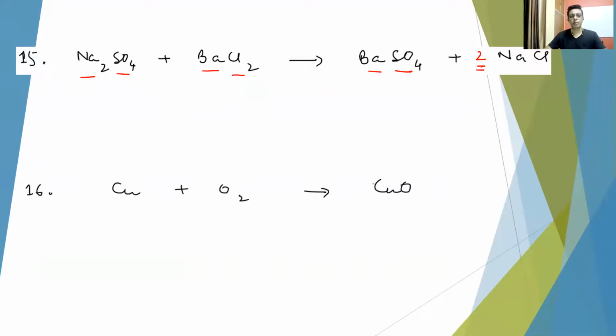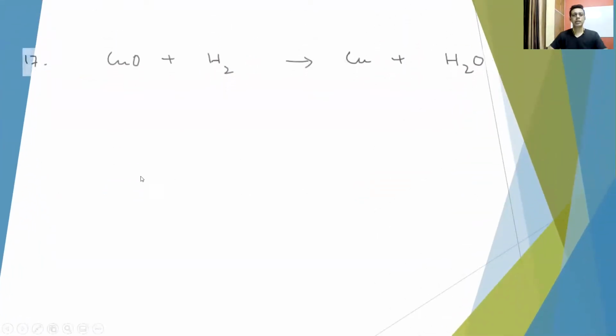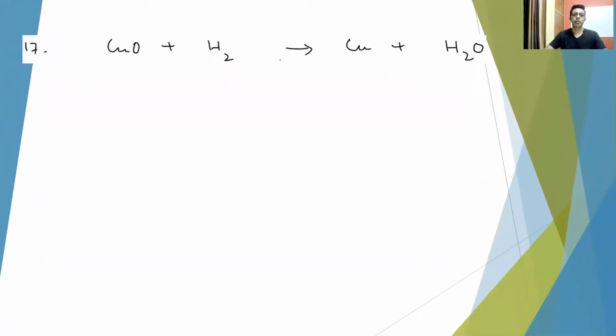Copper plus oxygen gives copper oxide. So copper is balanced, oxygen is not. Right hand side 1 oxygen, left hand side 2 oxygen. So place 2 here, oxygen is balanced. But while placing 2 here, copper also becomes 2. So to balance that, you have to place 2 here. Then is the 17th equation of the textbook.